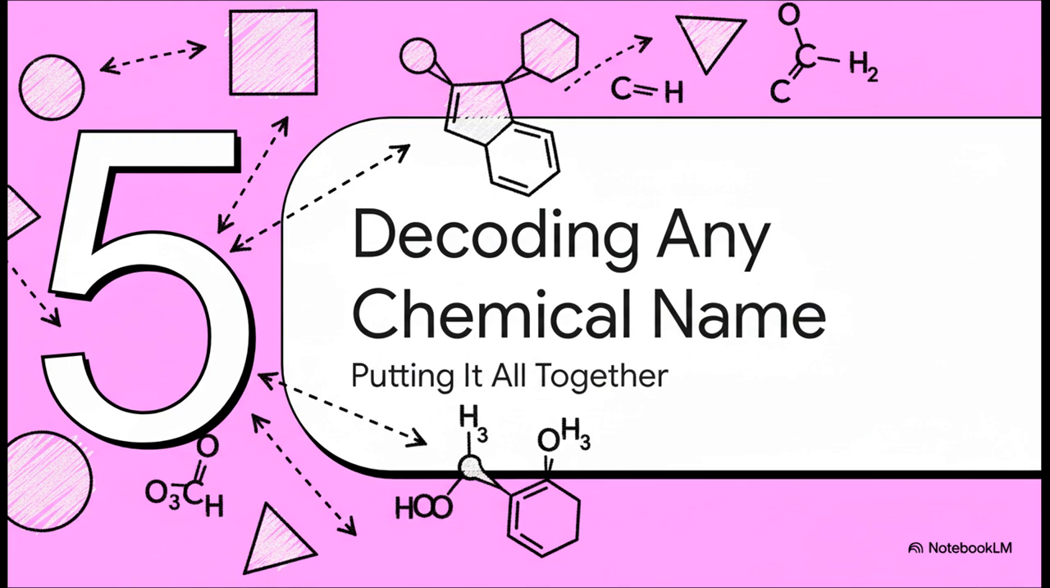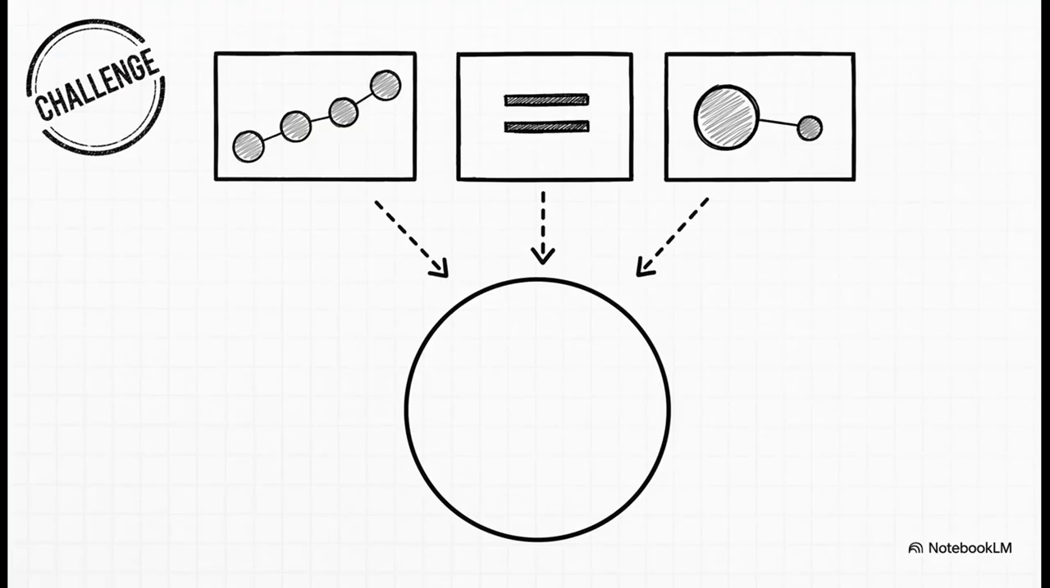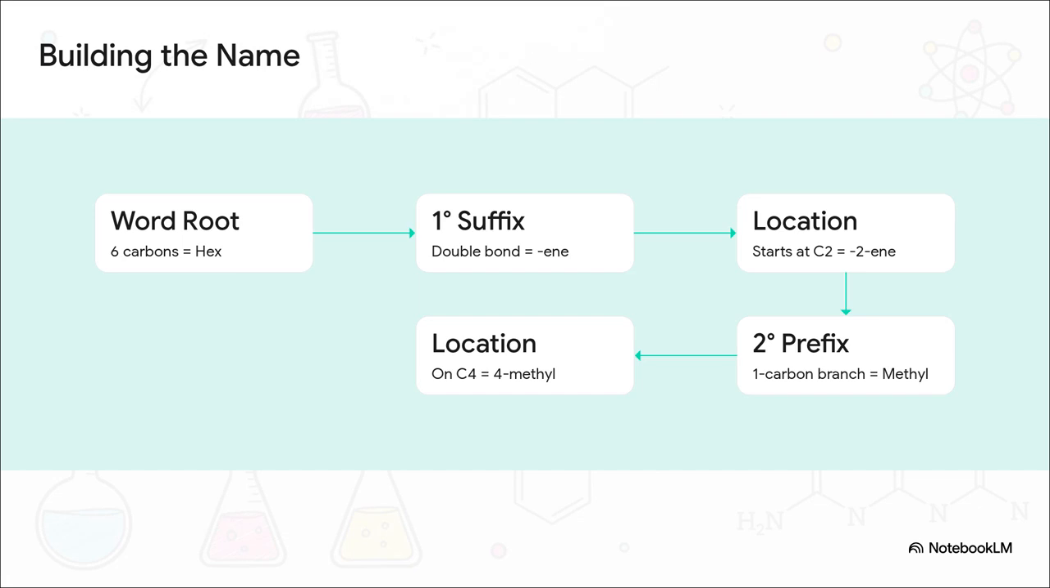We've collected all the tools, we know the 5 components, we've learned the vocabulary, and we've got the rules down. So let's build a complete chemical name from scratch. All right, here's our challenge. We've got a molecule with a 6-carbon chain. It has a double bond that starts at carbon number 2, and it has a little 1-carbon branch sticking off of carbon number 4. Let's figure out its full proper chemical address.